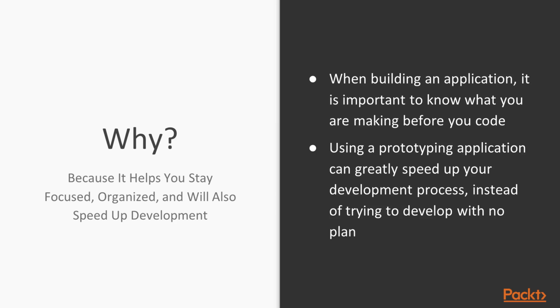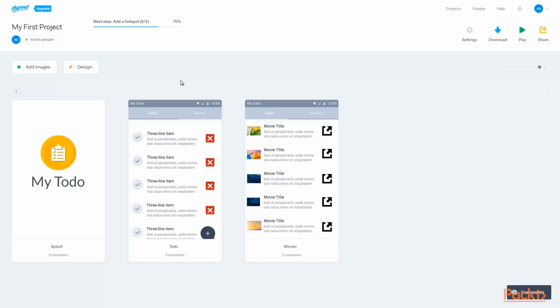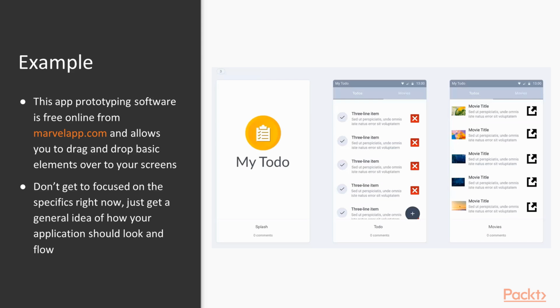For more complicated applications, you should be sure to map each function to their screen to make sure you cover all their use cases, but we'll cover that in a later series. For this example, I created a basic layout for the application we are going to make. To create this layout, I use a free web service called marvelapp.com. However, there are many other choices you can use.